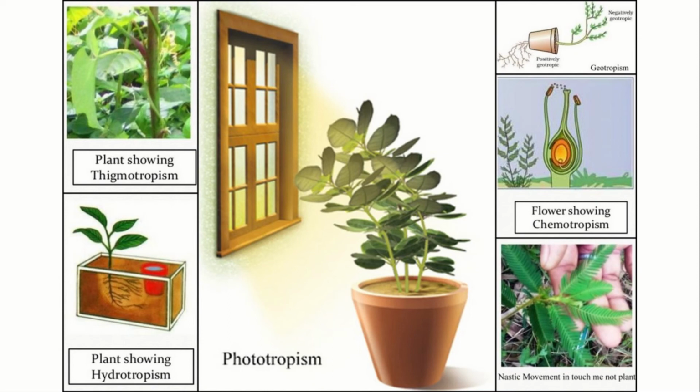And last, the nastic movement. Nastic movement, as in the touch-me-not plant, is not a growth-related movement. All the others are growth related. In all the tropisms growth is happening, but in nastic movement growth is not happening. The mimosa plant will just show movement when someone touches it or any obstruction comes. So that is the nastic movement.